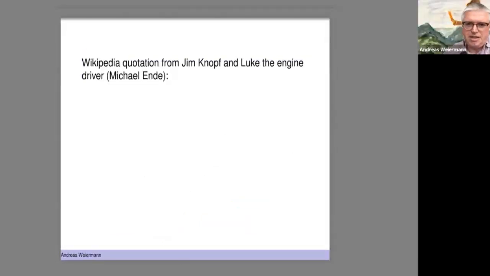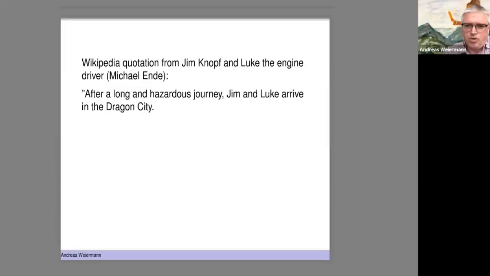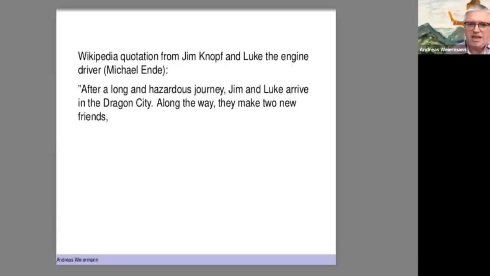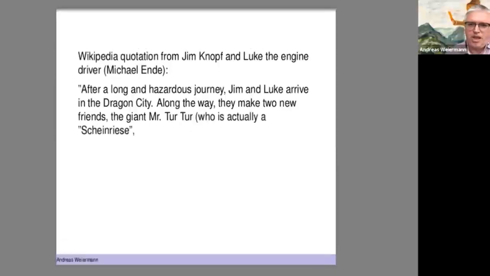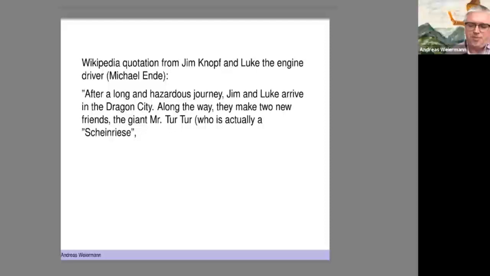First, let me explain what an illusionary giant is. It's about a fairy tale by Michael Ende, called Jim Knopf and Luke, the engine driver. I took a quote from Wikipedia. Jim and Luke did a journey and arrived in a special city, Dragon City. Along the way, they make two new friends. The giant, Mr. Turtur, who is actually a Scheinriese, which in English is explained as illusionary giant.